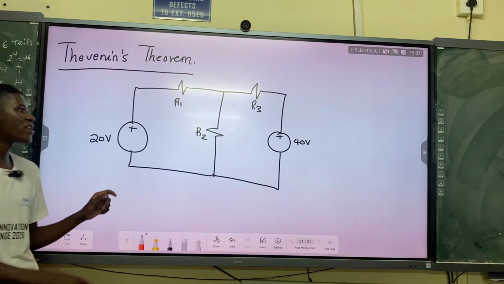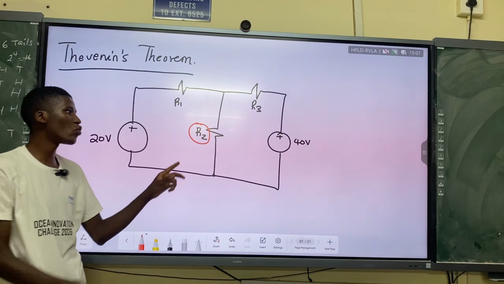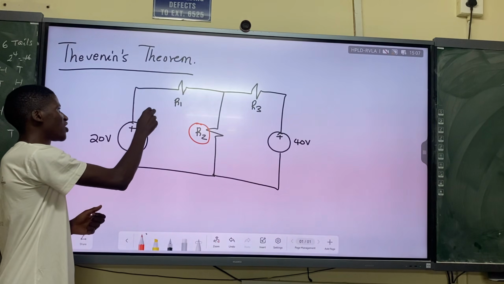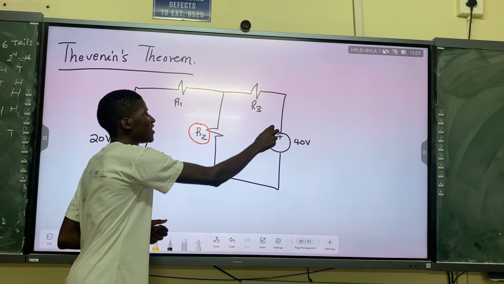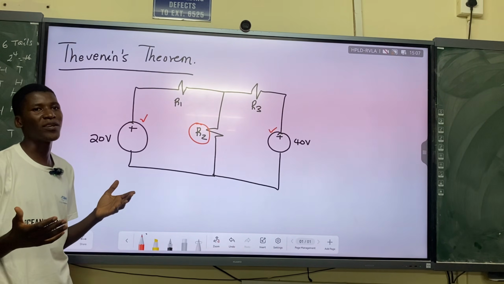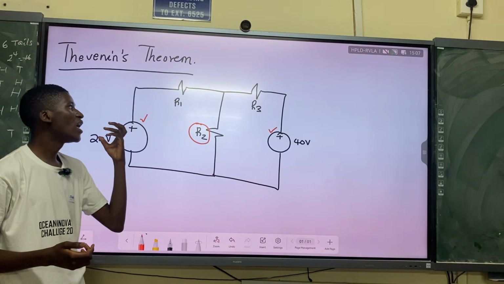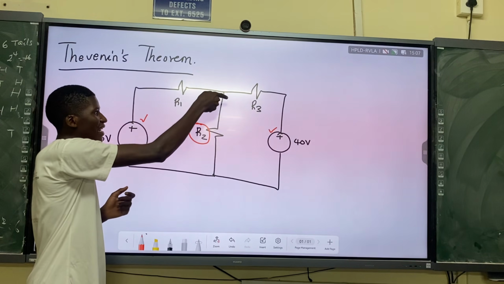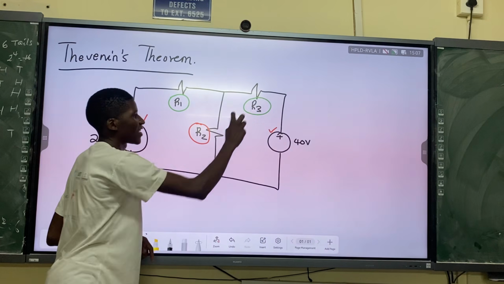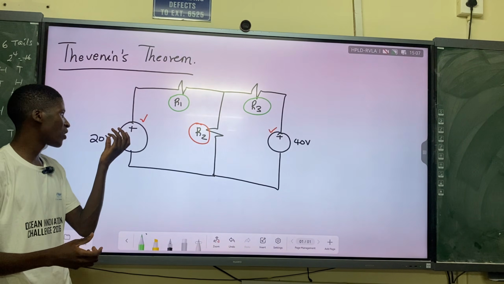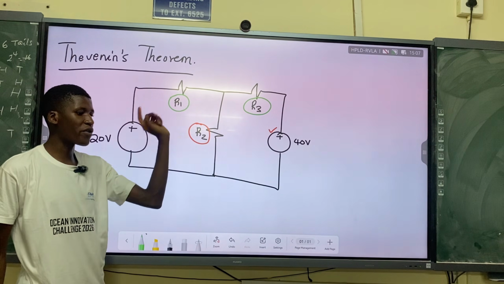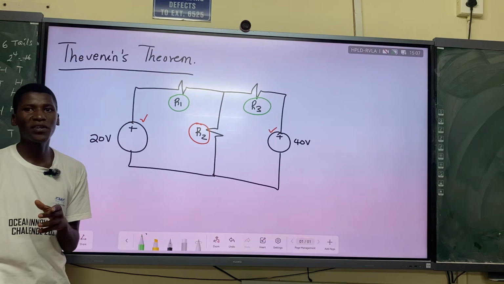Let's say we are looking for the current that is passing through R2. What can we do? We can combine this voltage source with this voltage source. Combining doesn't necessarily mean we just add. We do a calculation to combine these voltage sources. And we can also combine these resistors, which is this R1 resistor and this R3 resistor. So we combine these voltage sources into one ideal voltage source, and these resistors we can combine into one total resistance.